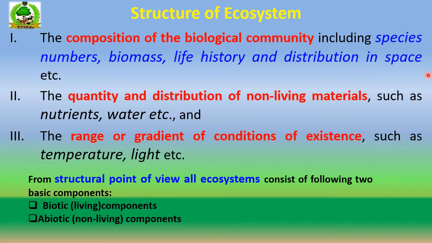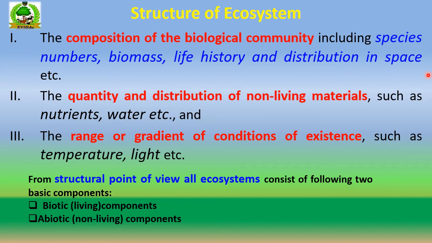Thirdly, the range or gradient of conditions of existence. The range or gradient of conditions of existence is like we have different abiotic things in any ecosystem, such as temperature, light, humidity, precipitation. All these parameters vary from one ecosystem to another ecosystem.